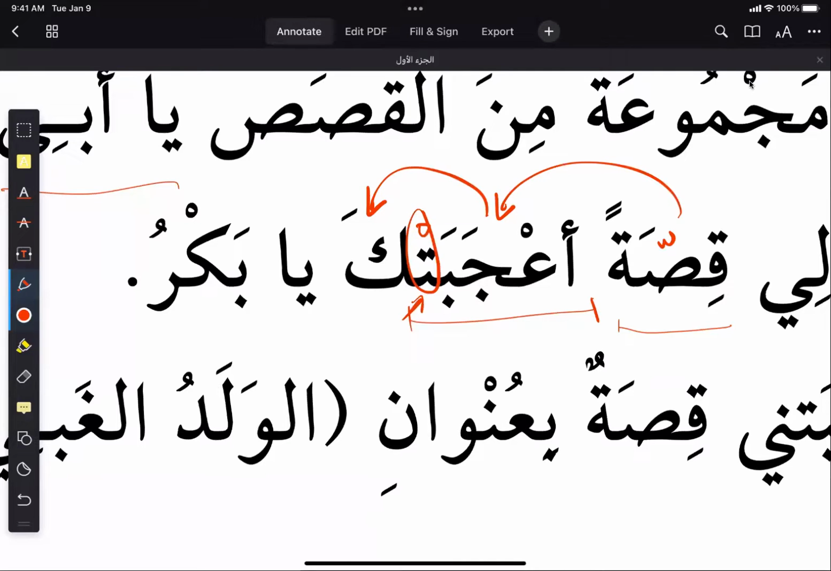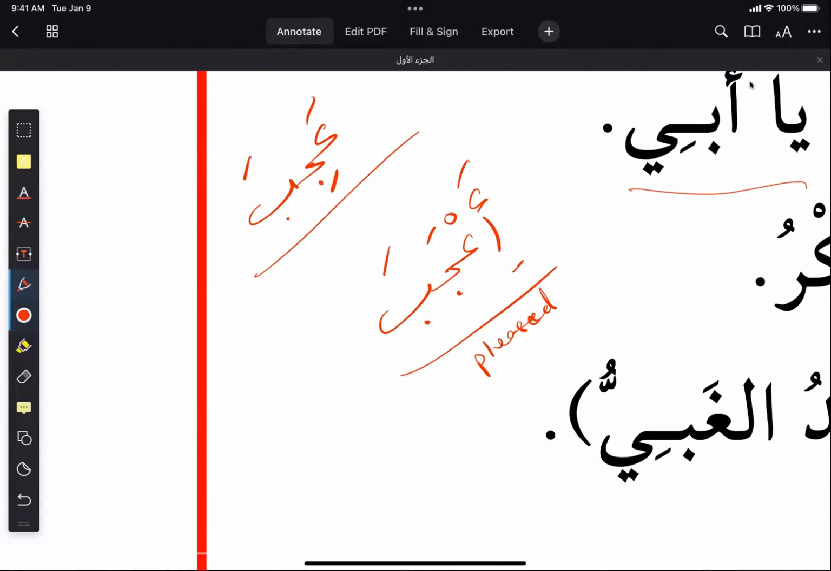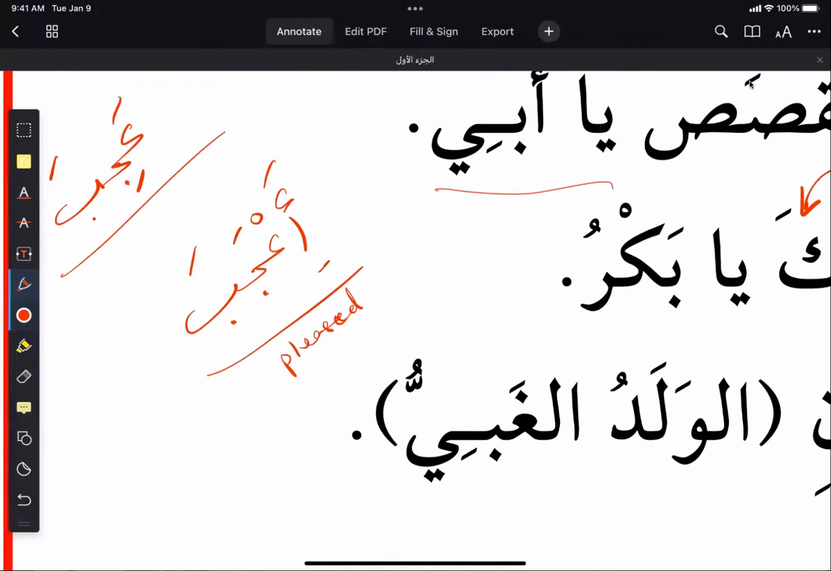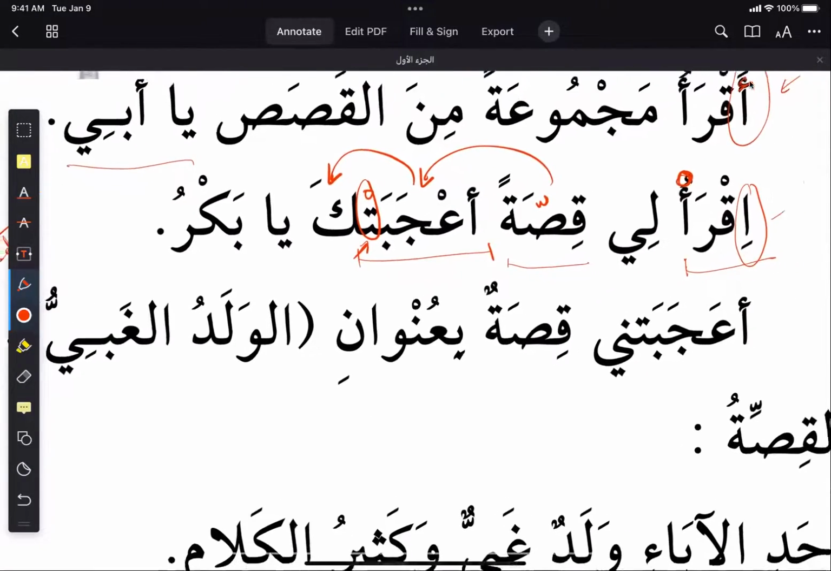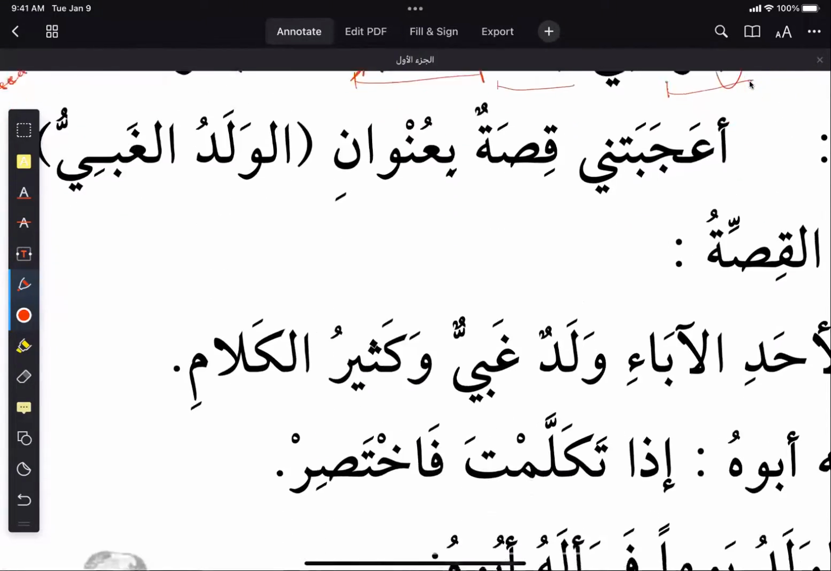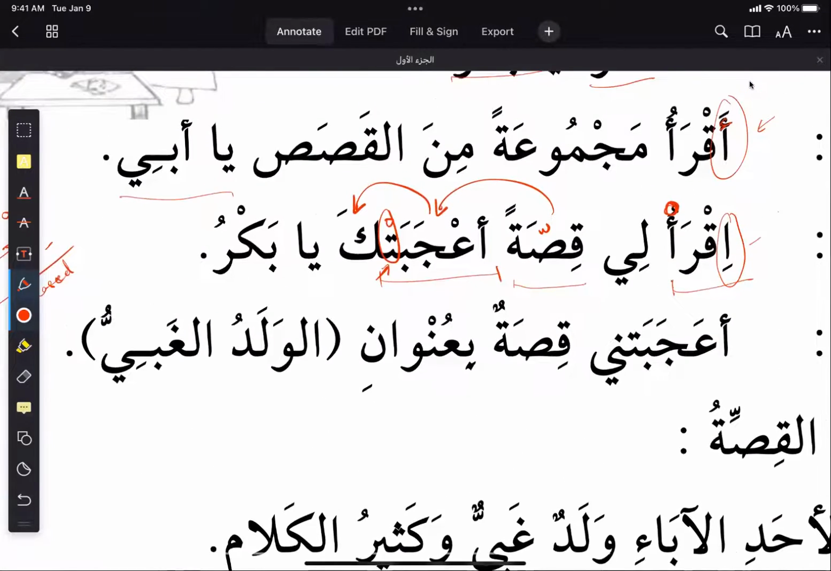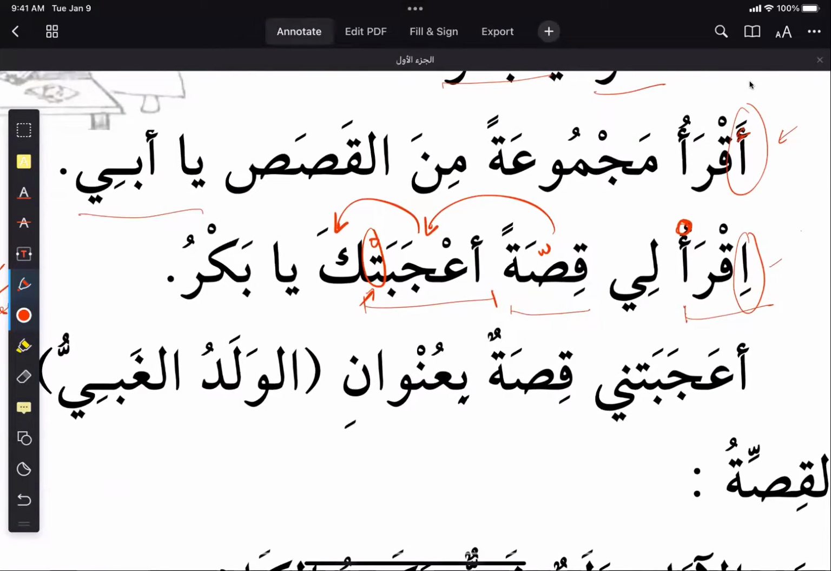Okay, it's not the same thing as I'm pleased, which would be ajiba. Just be careful with this verb and the way it's used. Inshallah, it's coming a few times, so hopefully you'll get used to it. So the father is saying, Iqra li qissatan ajabatka ya Bakr. Read a story to me that pleased you.